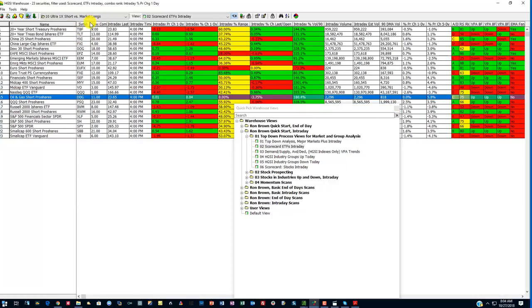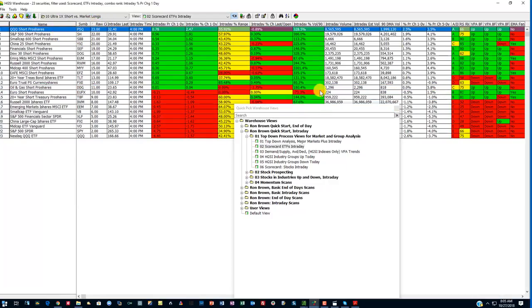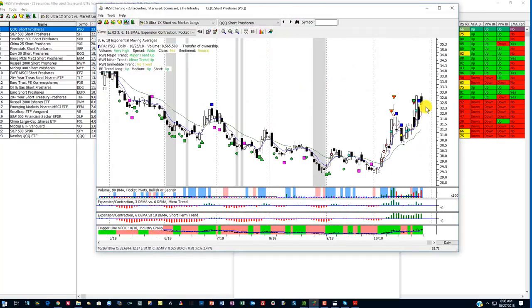Now, let me go back to raw combo. These are sorted on the intraday percentage price change one day, so the strongest ETF based upon the percentage price change will be at the top. This is the actual price change. This is the intraday, so you can see the QQQ short is at the top of the list, and it's been moving up very sharply as this market sell-off has proceeded.